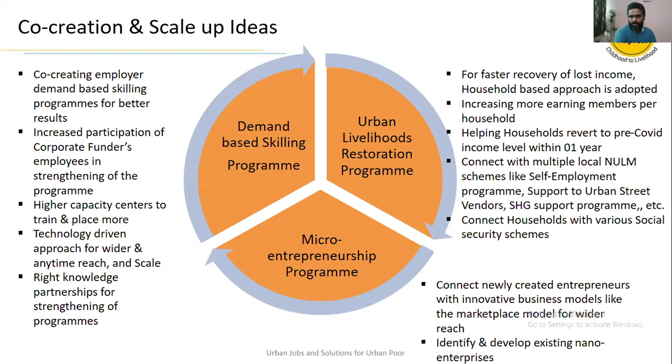So for faster recovery, we have to have a household-based approach. Here, the idea is to increase the number of earning members per family. I'll just take 30 seconds to wind it up. Second is helping households revert to pre-COVID. One clear outcome is that when you work with a household and create more earning members, find employment and economic activities for everyone, you are able to help the family revert to pre-COVID income level at a faster rate.